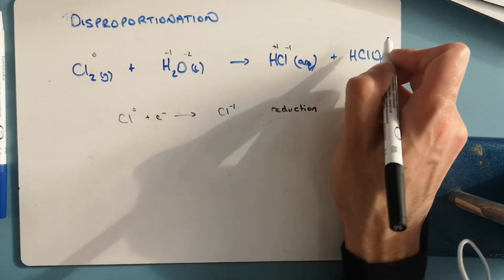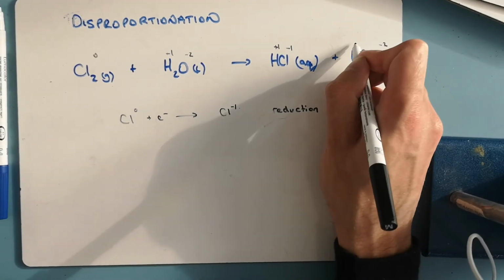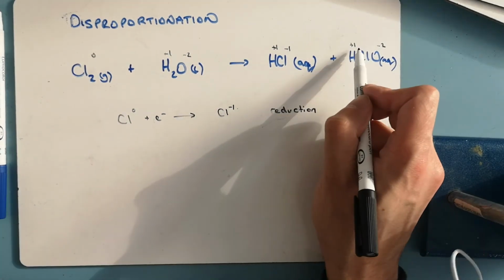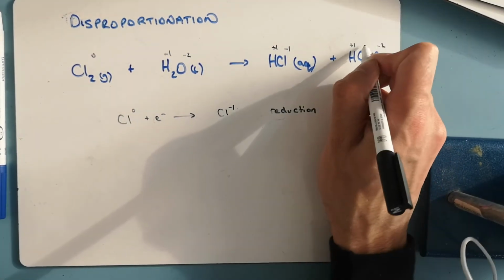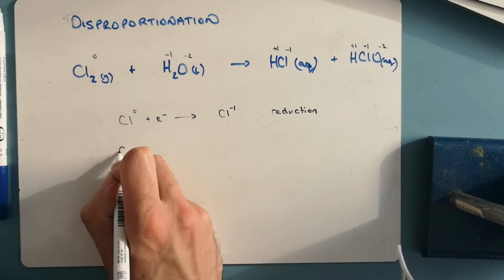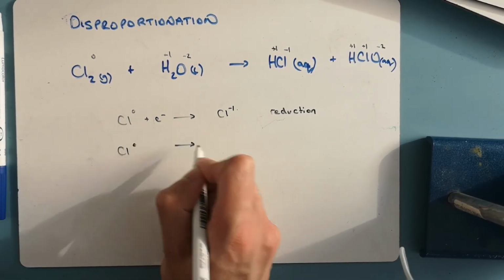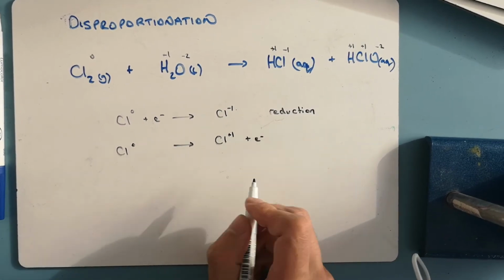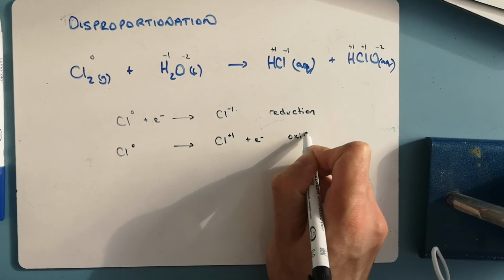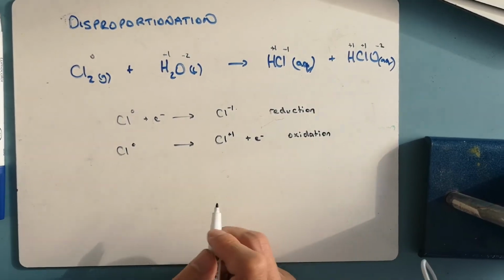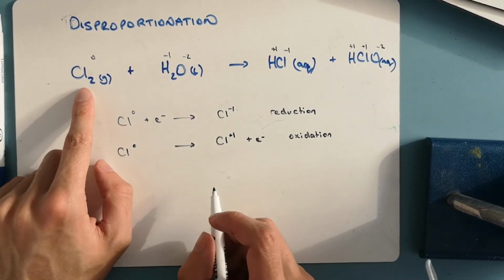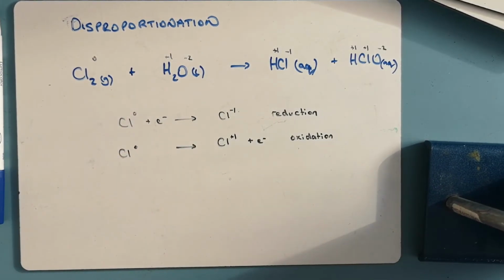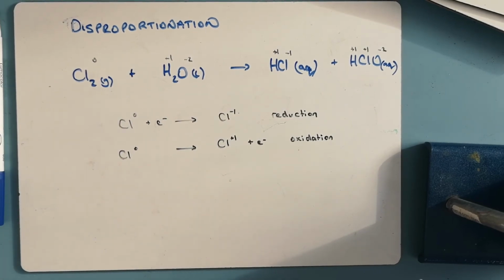Over here, though, oxygen is always -2, except in peroxides. Hydrogen is nearly always +1, except when bonded to a metal. So with -2 and +1, chlorine here must be +1. So we've got chlorine 0 going to chlorine +1, and that must have lost an electron, so that is oxidation. So chlorine is being reduced and oxidized in the same reaction, and that is what a disproportionation reaction is.